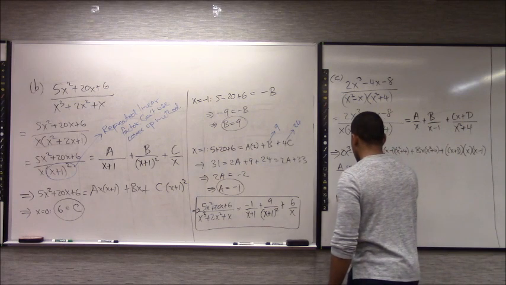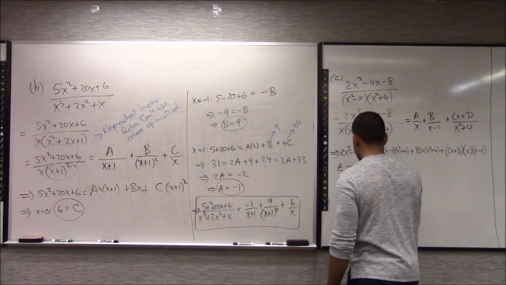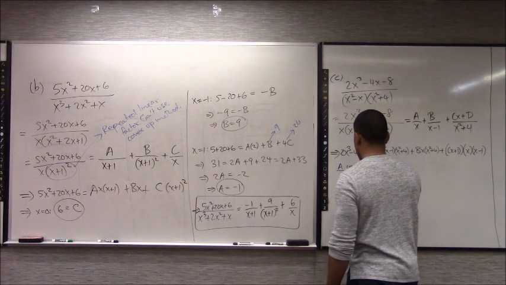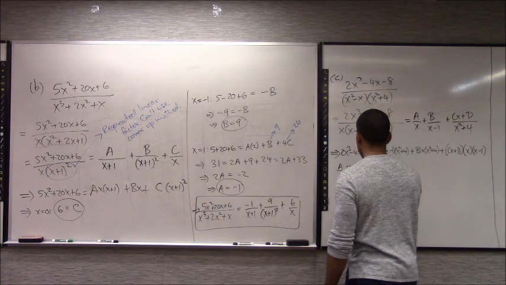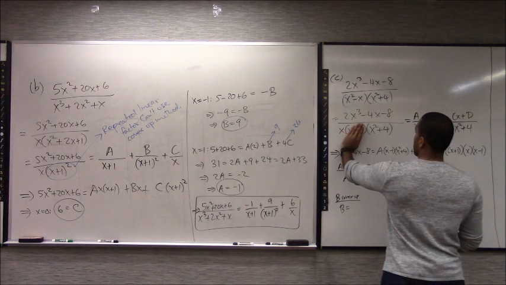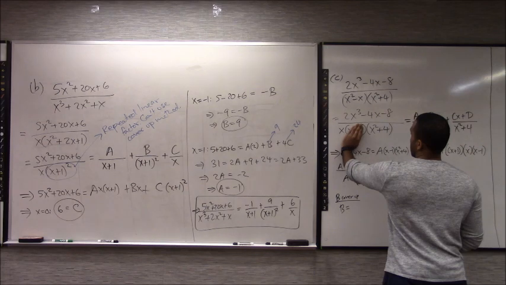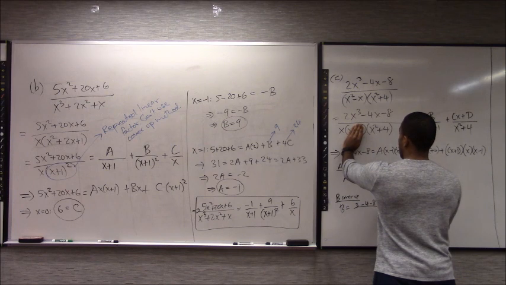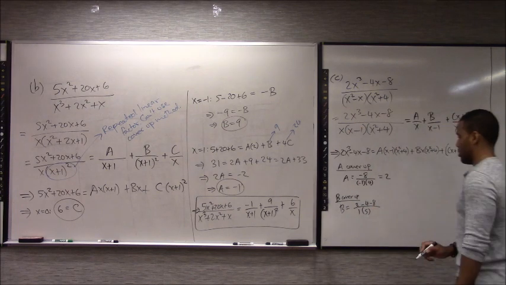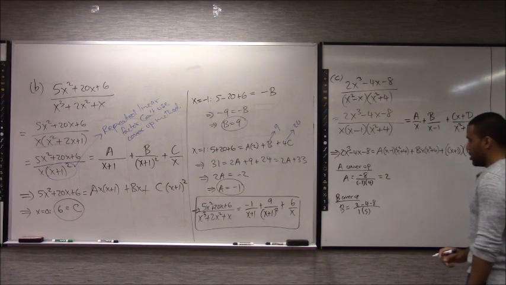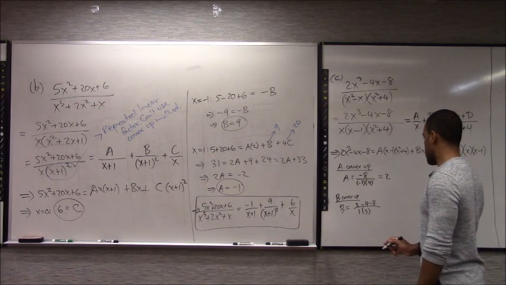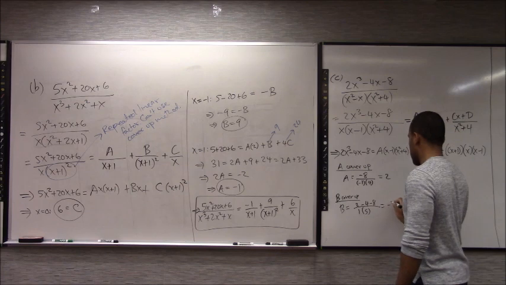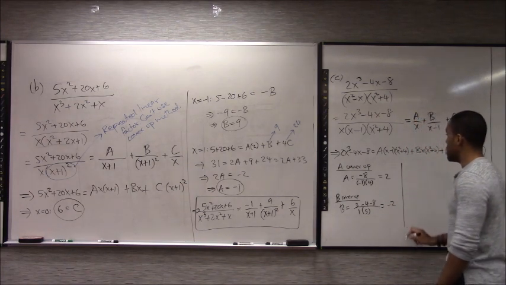So for B, let's do the cover-up. B is going to be equal to, I'm going to cover up x minus 1 and plug in the value that would have made that 0. So that's going to give me 2 minus 4 minus 8 over 1 times 5. Right? So that's minus 10 over 5, minus 2. So we can find the A and B quickly.